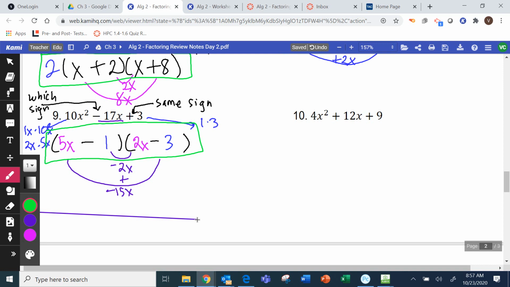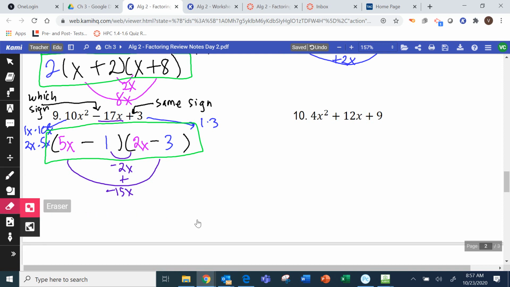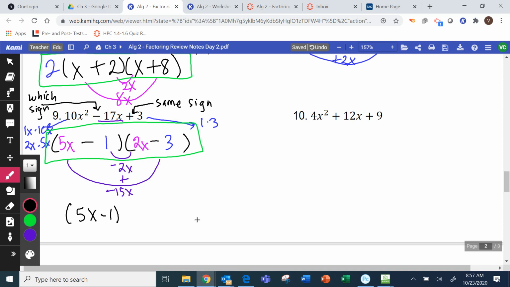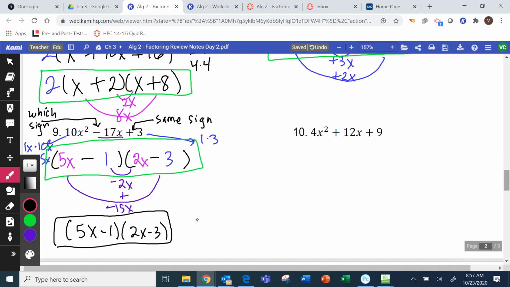I don't know where that big line came from. If your work is super messy, like I feel like this one was kind of messy for me, you can always rewrite it. There we go. Okay, try number 10.